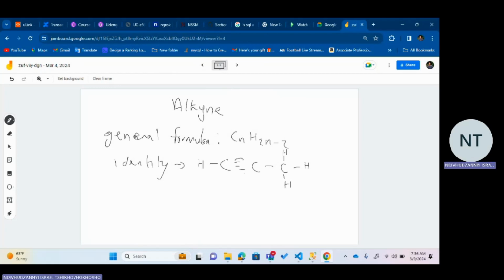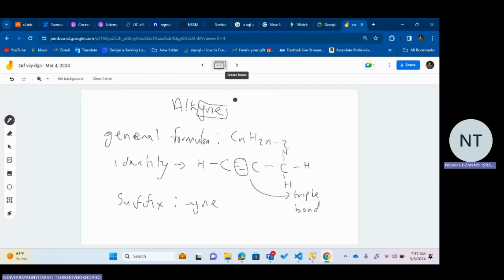So this is how you identify one, right? So there is a triple bond between the C atoms. Then the suffix in the name is Y and E.